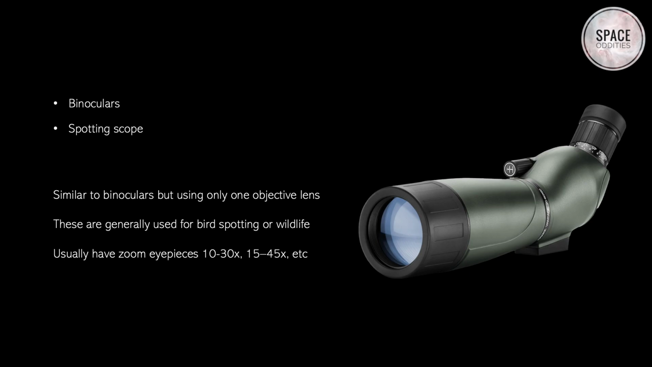Now, if you're into bird spotting or wildlife, you may be using a spotting scope, which is also very useful. They usually have a zoom lens on there, which will enable you to get even closer views of the moon.